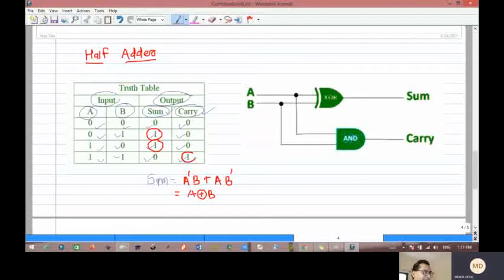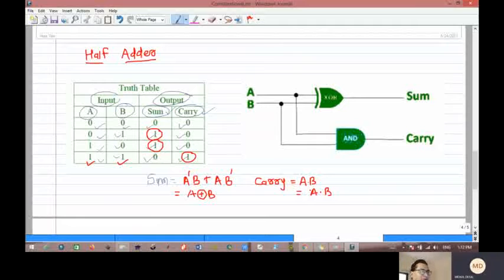Similarly for the carry, here 1 is there, all others are 0. So carry is nothing but that value. We get 1 when A and B are both 1. So carry is nothing but A into B. This is the expression of an AND gate, A and B.